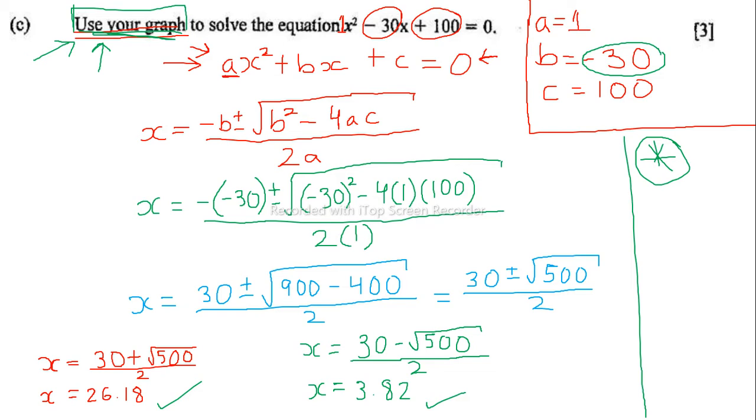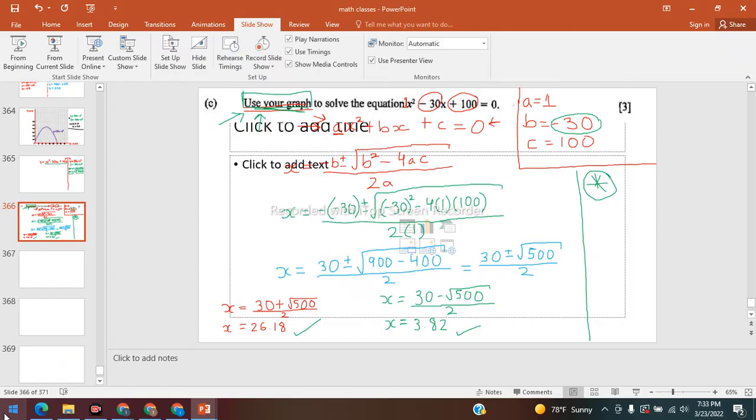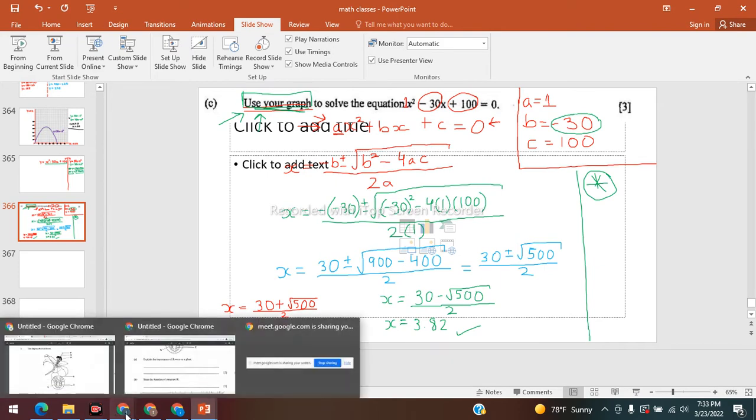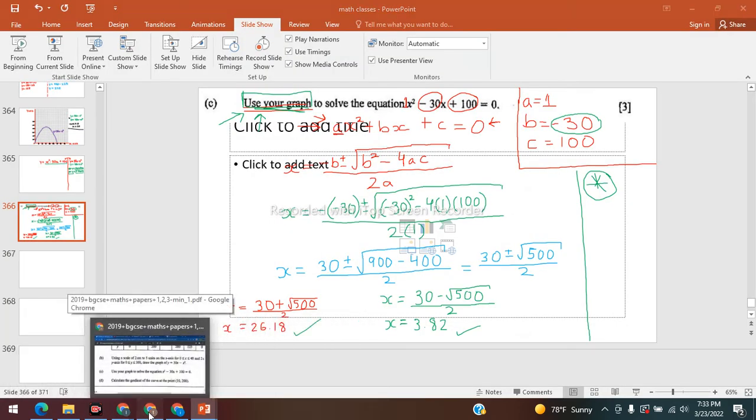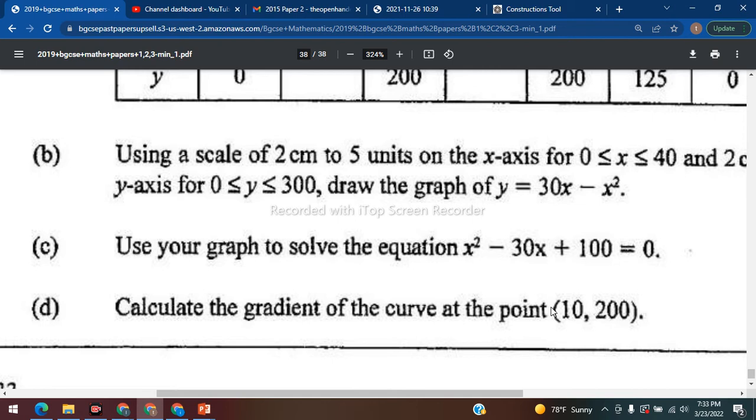Okay, so let's go back to that. We need to find the gradient, sorry. All right, so we need to find the gradient of the curve at the point (10, 100). Sorry, let me write this down.